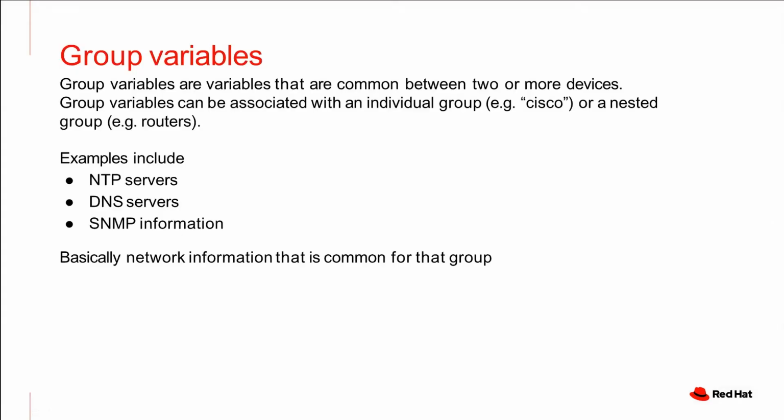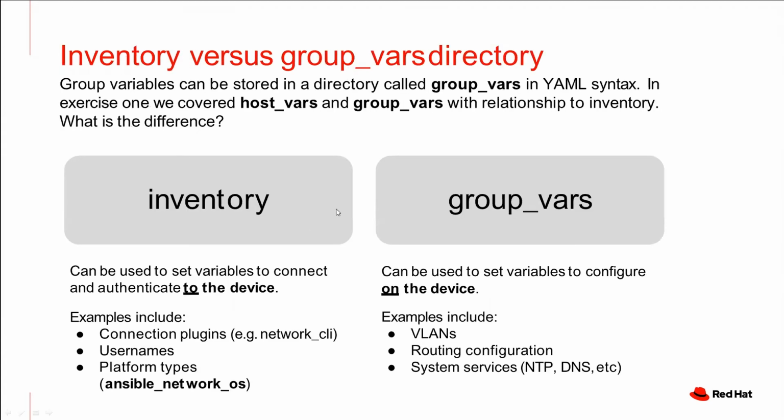So when we take a look at group variables, these are variables that have something in common between multiple devices, or with everything within a group. So we can have group variables for either just a standalone group or for nested groups. And there are some examples here of different information. We saw in our inventory file, we had group variables just saying what the system was, or what the access method was. So we have already talked a little bit about the inventory versus group variables.